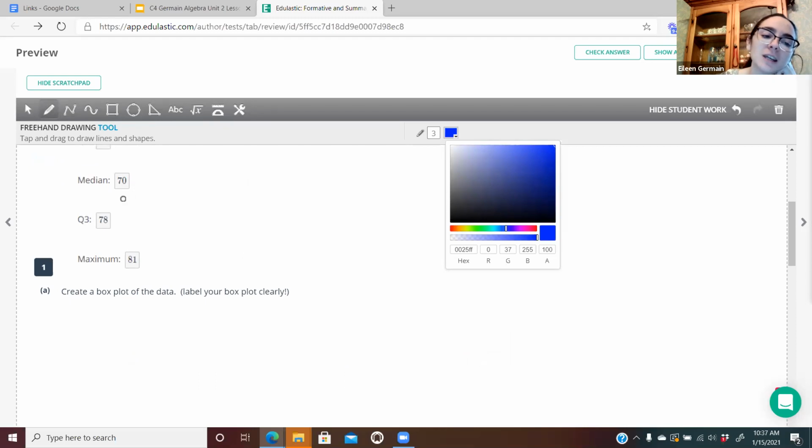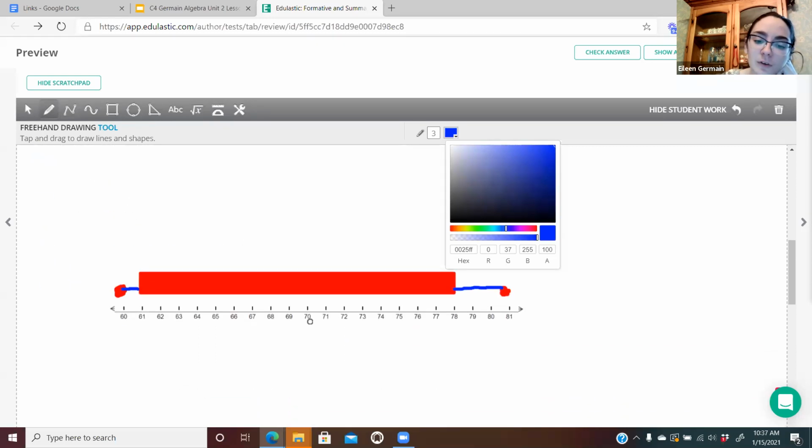And I draw in my median line at 70. So I come to 70. I draw, ooh, that was bad. I draw in my median line. Once again, it doesn't have to be perfect, just a general sort of rule.